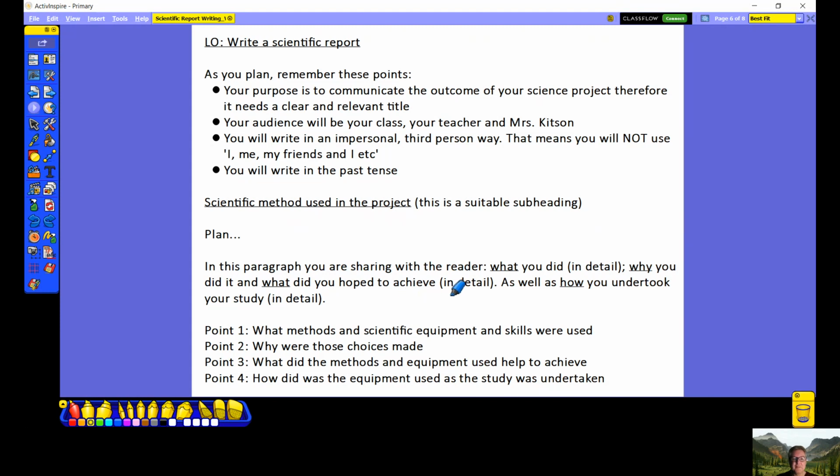And this is in detail. As well as how you undertook your study. And again, it's in detail. So you're going to have to think back to all of the steps you did over the few weeks. Now, it might be that with something like the Quadrat project, which started right at the beginning, you may have looked at your Quadrat for quite a few weeks.